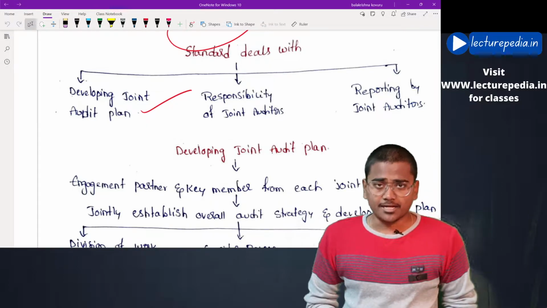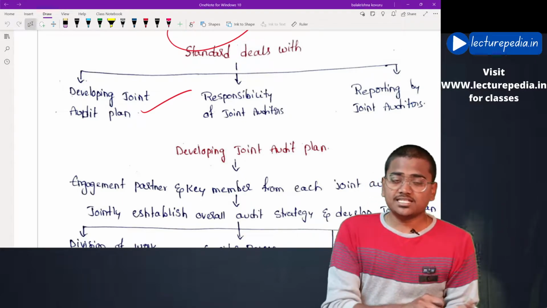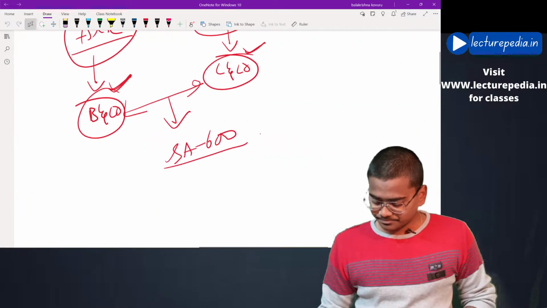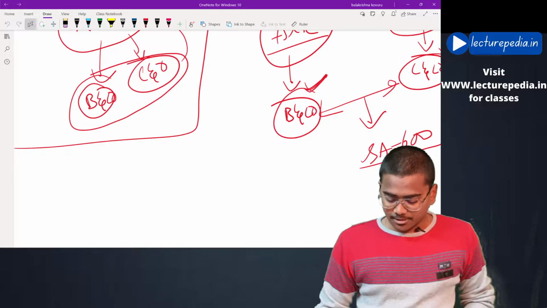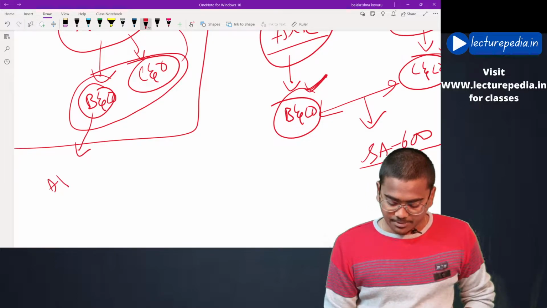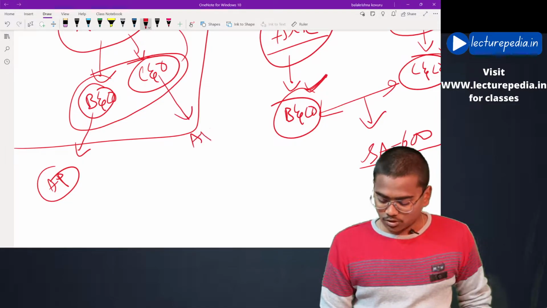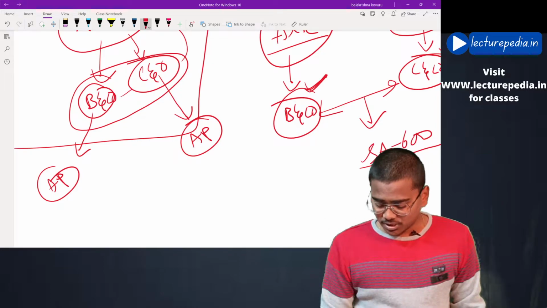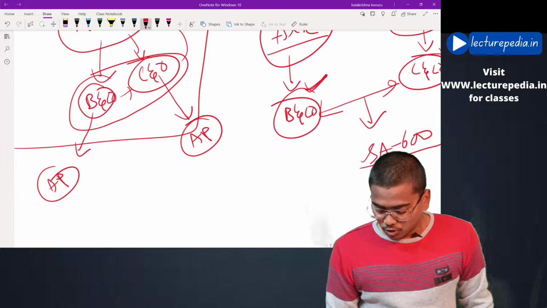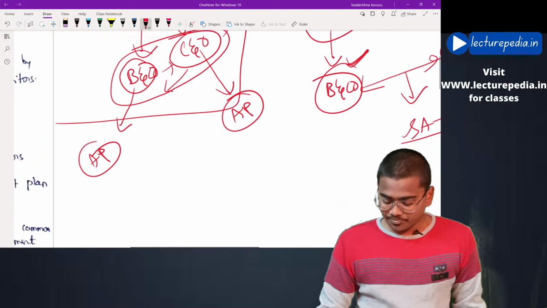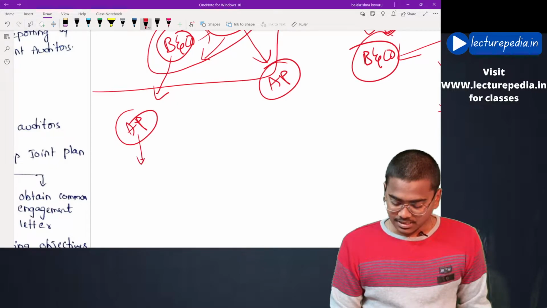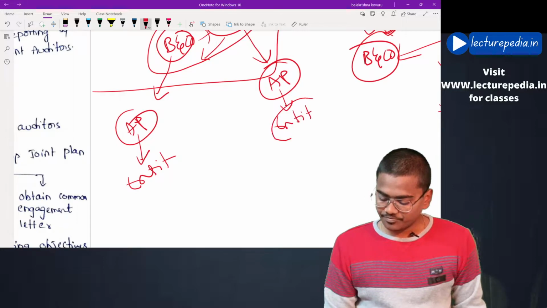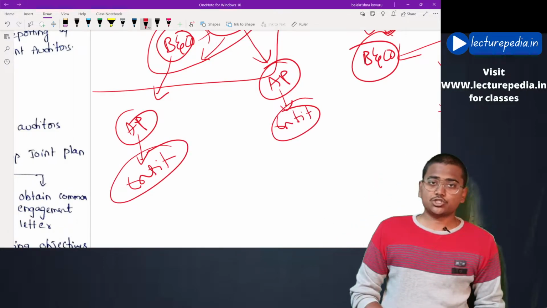develops their own audit plan and doesn't communicate his plan to the other auditor, then let's say B and Co develops their own audit plan and C and Co develops their own audit plan. B and Co doesn't communicate their audit plan to C and Co, and C and Co doesn't communicate their audit plan to B and Co. In this case, what happens is B and Co audits the entire entity and C and Co also audits the entire entity. In this case, what is the use of appointing joint auditors?